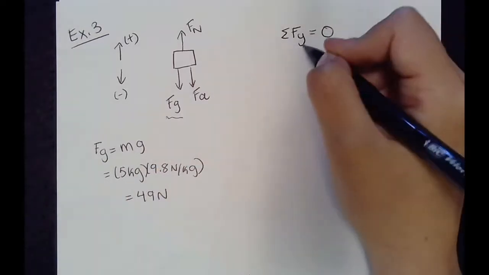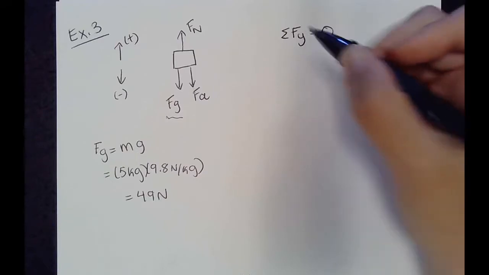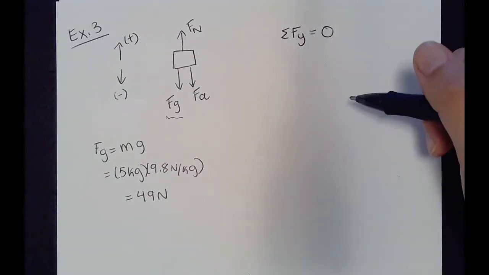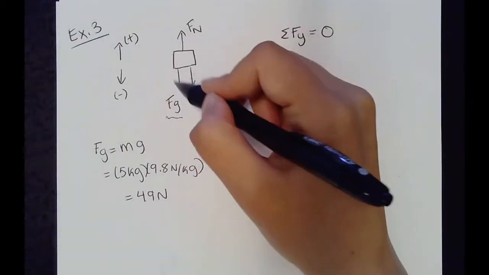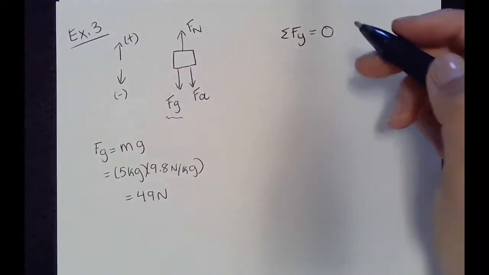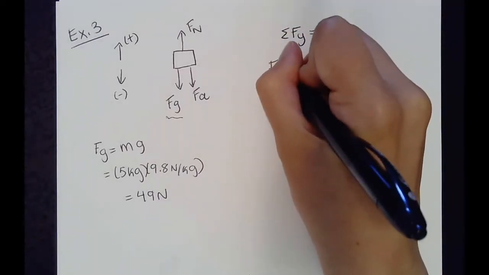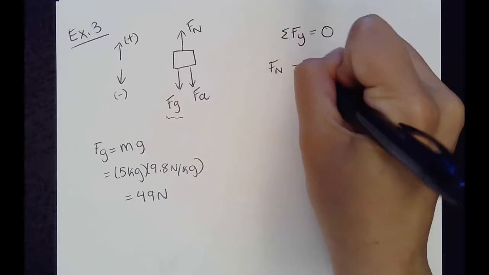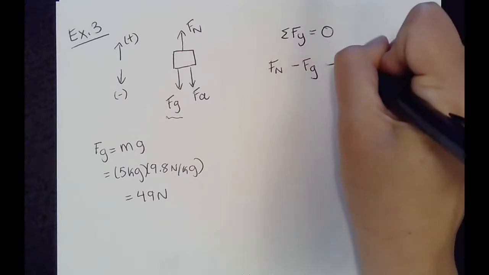Now, when we write out the forces in the y direction, I'm going to write them with their correct orientation. So I want to add them all up with the right sign. I have Fn, that's up, minus Fg, which is down, minus Fa, which is down as well.